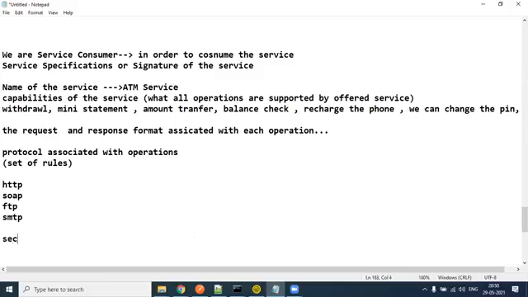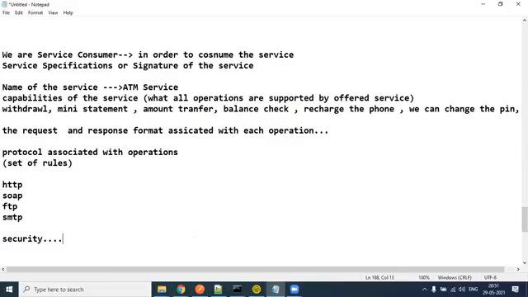Then another important thing is security. Yes or no? Whether the operation which you want to perform has any security on top of it or not, right? Yes. So when you go to ATM, is there any security?